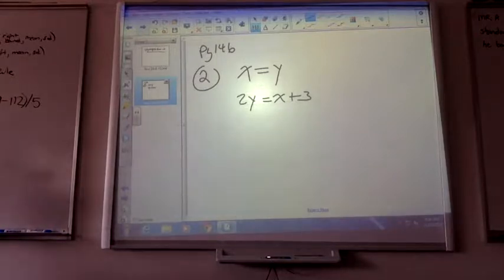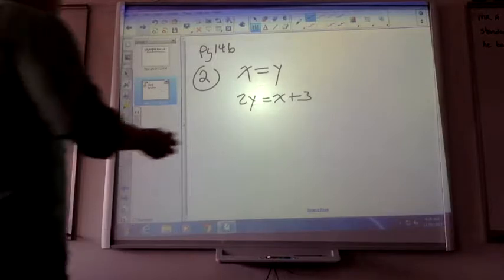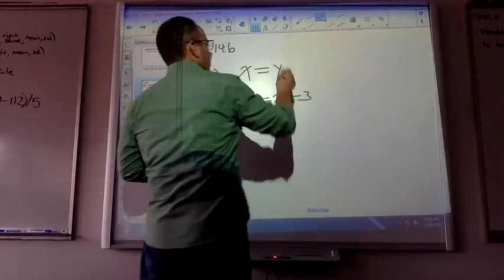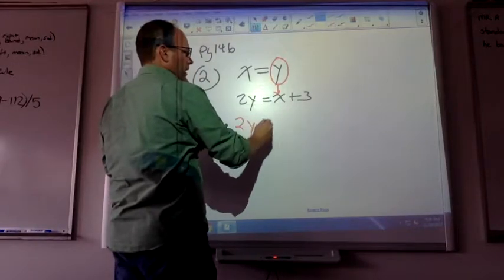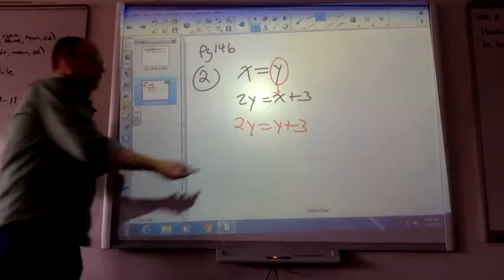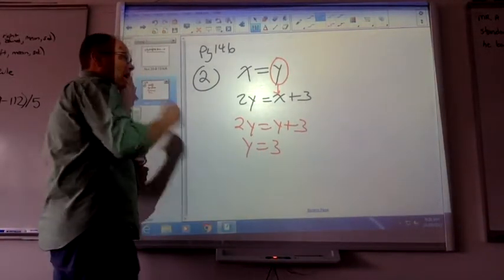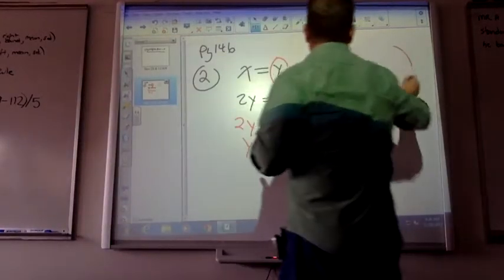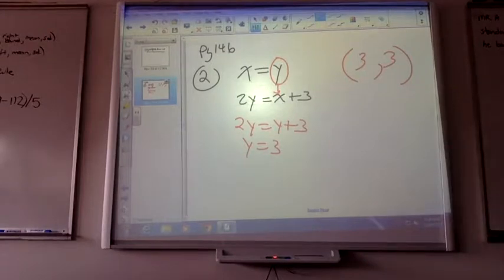All right. Problem number 2. We know that x is equal to y. So anything that y might equal, x equals, and vice versa. Whatever x equals, y equals. So I could take this right here and plug it in right there. So that gives me 2y equals y plus 3. Is that okay? I'm going to subtract y, so then I get y is equal to 3. And so if y is 3, we know that x equals y, so x has to be 3 as well.